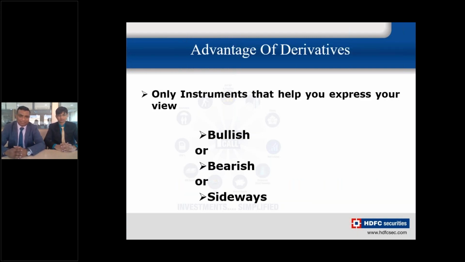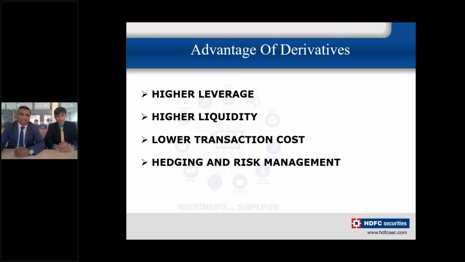As we discussed last time, these are the only instruments which help you express your view in any kind of market, whether markets are bullish, bearish, or sideways. So derivatives give a lot of advantages to their holders. Derivative instruments offer higher leverage and higher liquidity. They also come with the facility to hedge and manage your risk, and also give you a benefit in terms of lower transaction costs. Because of these distinct advantages, derivatives are gaining significance in the Indian market.